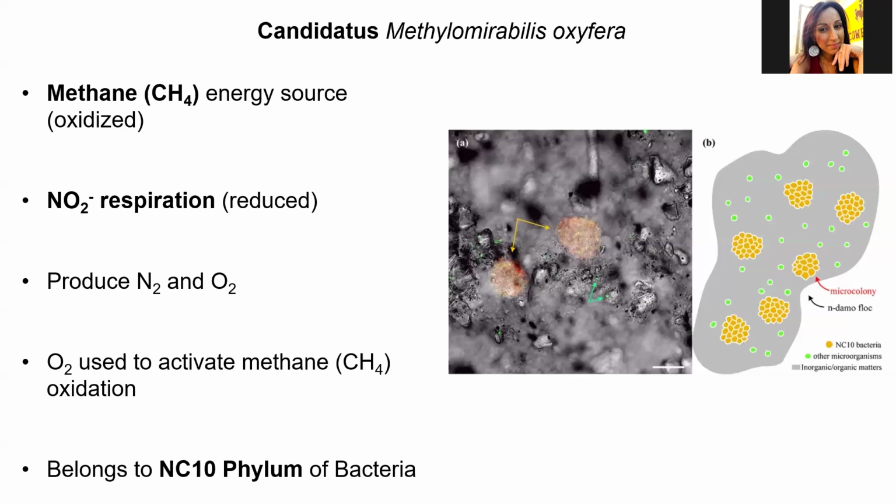The electron acceptor is nitrite. And why is that so cool? Because it is anaerobic. And why is it anaerobic? It's anaerobic because it doesn't respire oxygen. And here is where confusion comes. This is where I sounded very smart. So what is this organism producing while oxidizing methane and respiring NO2 minus? Nitrogen and oxygen. There is oxygen involved, right?